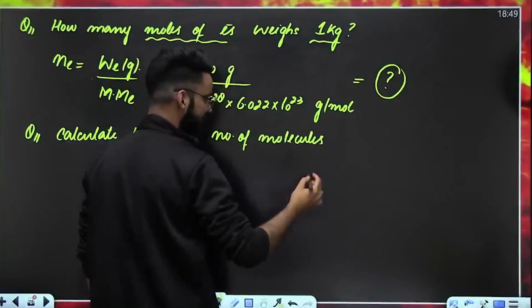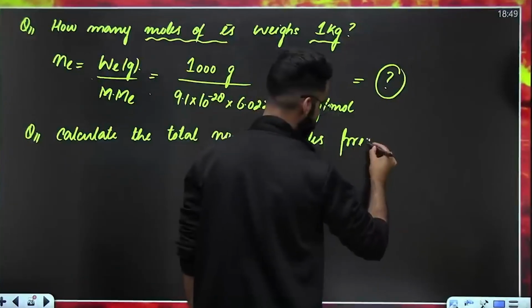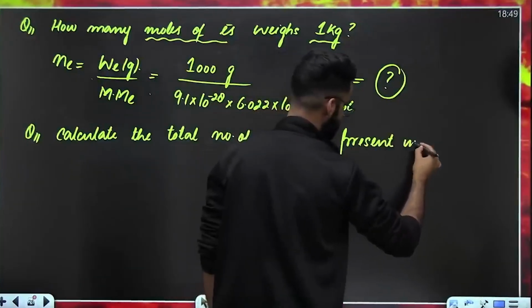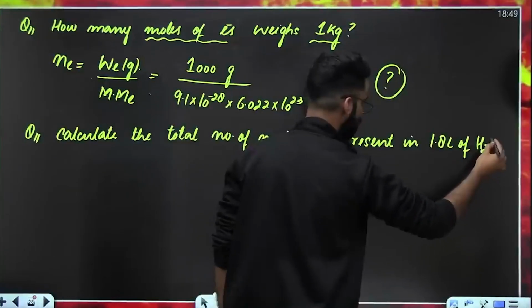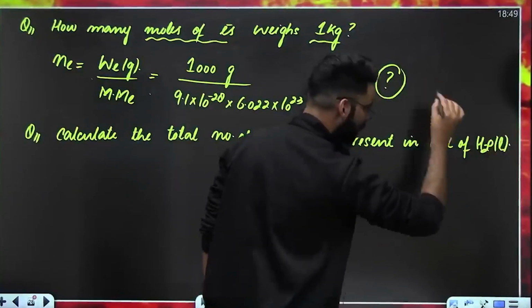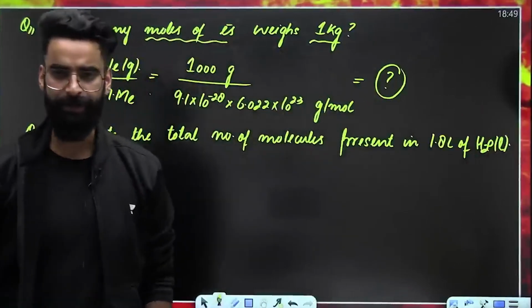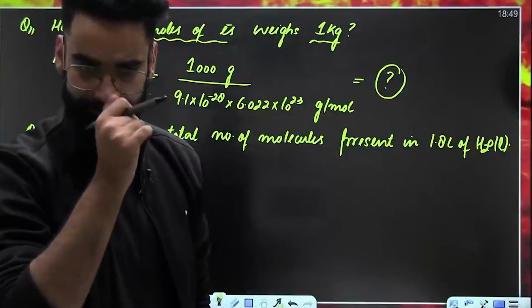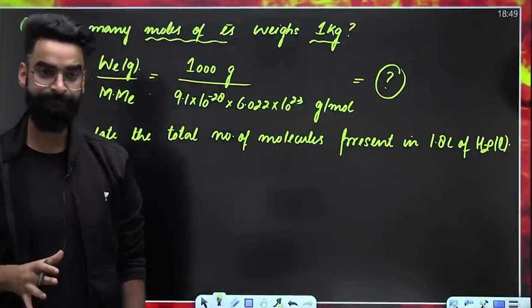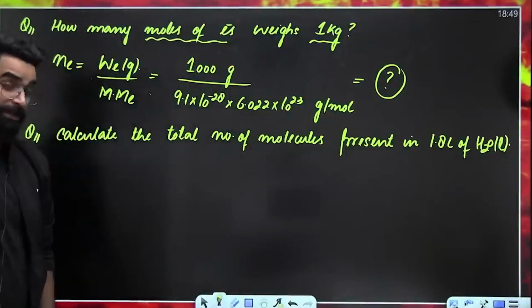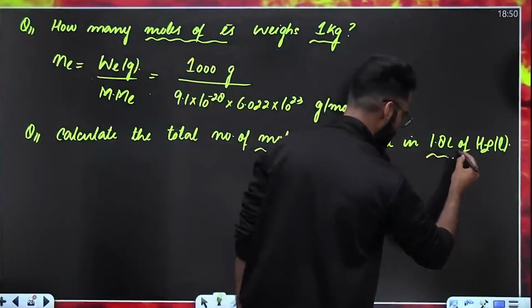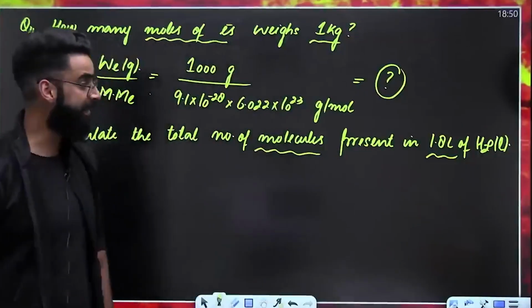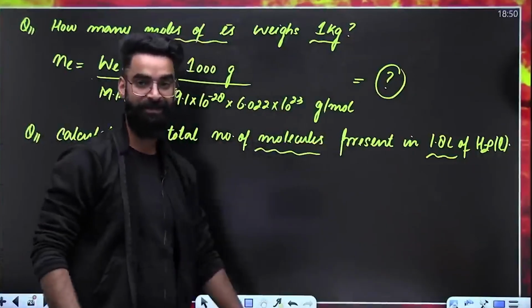Calculate the total number of molecules present in 1.8 liters of H2O liquid. Can you give it a try? Can you solve this question? Calculate the total number of molecules present in 1.8 liters of water. And here H2O is present in liquid state.